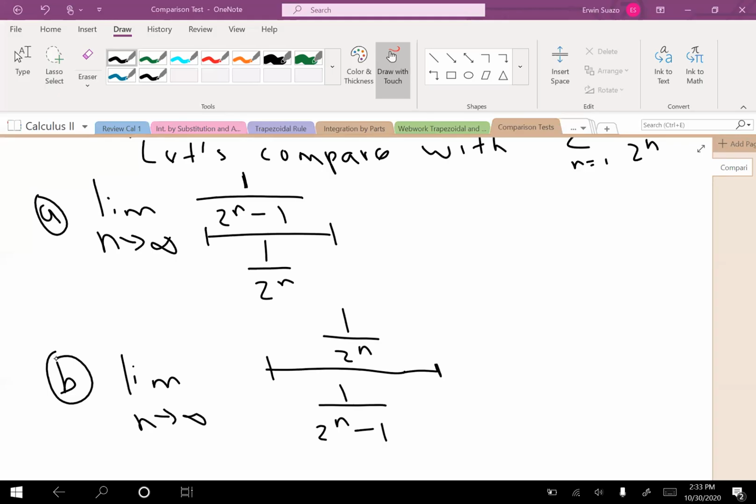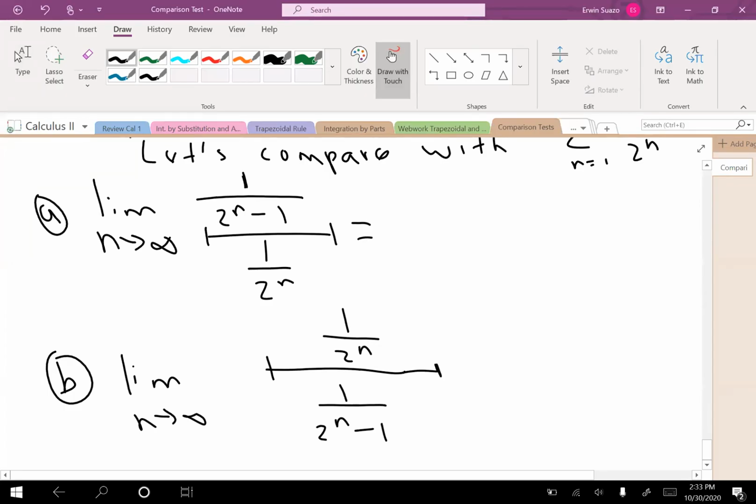What do you guys get? Somebody got any limit? Somebody said 1. Somebody got 1? Somebody else got 1? Another limit? So let's see. Let's do the first one to see what happens.